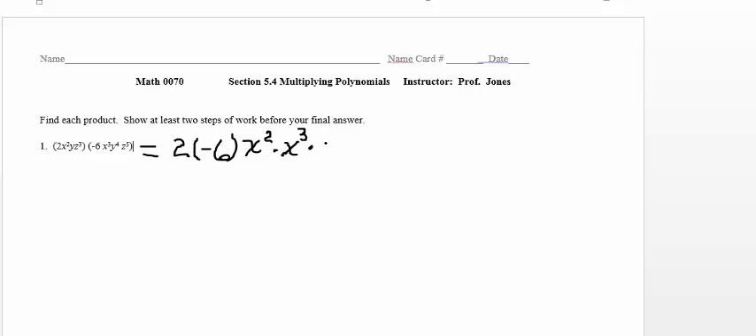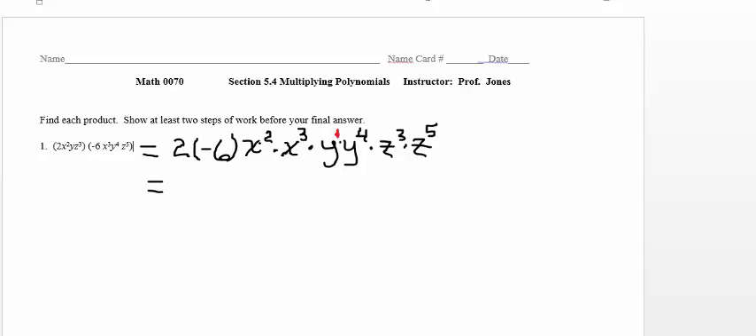So x squared gets multiplied by x cubed, y times y to the fourth, and z cubed times z to the fifth. And what we have to keep in mind is that y is really y to the first power. So there's an unwritten 1 on a variable that has no exponent. There's an unwritten exponent of 1. So we want to show at least 2 steps of work before our final answer.